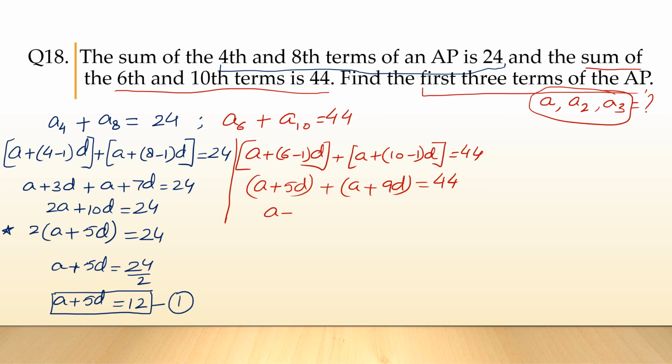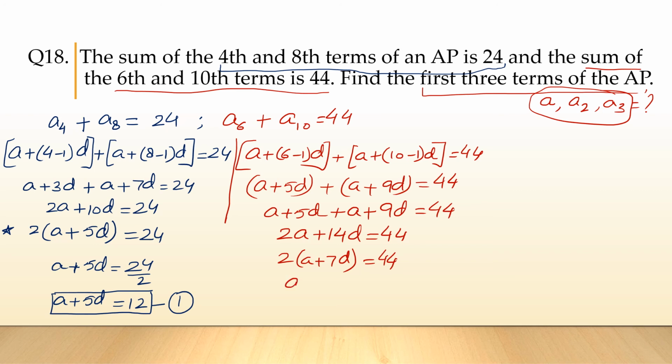So that is a plus 5d plus a plus 9d equal to 44. Let's combine the like terms. So we have 2a plus 14d equal to 44. Let's take 2 common. So a plus 7d equal to 44 by 2. So we have the second equation as a plus 7d equal to 22.